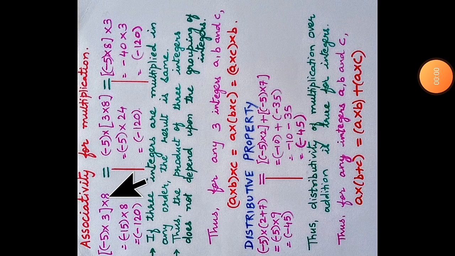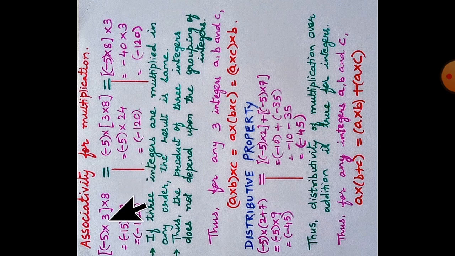Let us study the associative property for multiplication, that is, associativity for multiplication. Here we have taken 3 numbers, and the 3 numbers are multiplied in different ways, taking 2 numbers in the bracket and 1 number outside the bracket. Here minus 5 and 3 are in the bracket, 8 is outside the bracket. Here minus 5 is outside the bracket, 3 and 8 are inside the bracket. Here minus 5 and 8 are inside the bracket and 3 is outside the bracket.